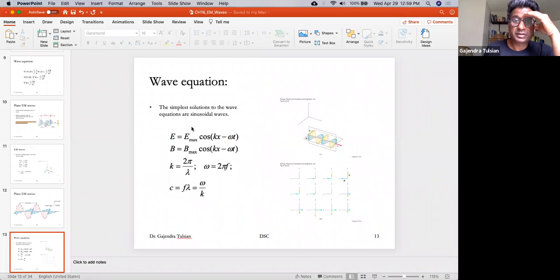There is the solution, there is the amplitude of the electric field, and there is the amplitude of the magnetic field. k is the wave number, omega is the angular frequency, and the speed of light is frequency times wavelength, which is omega divided by k.